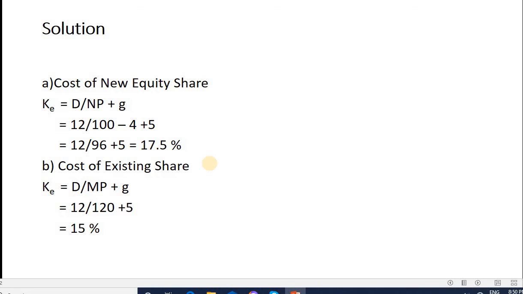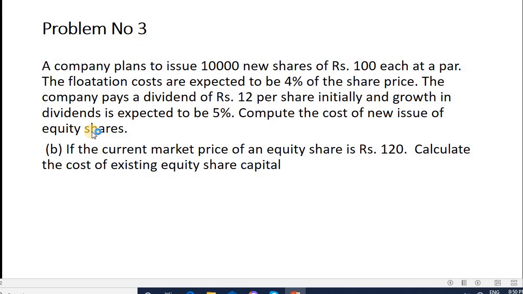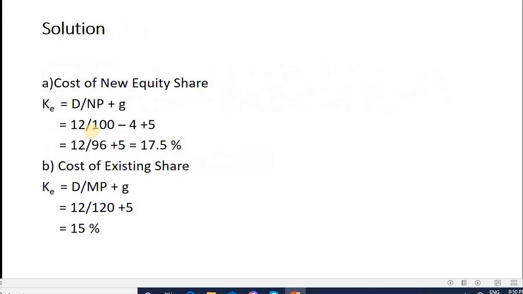So cost of new equity share is based on the dividend plus growth approach. K is equal to D by NP plus G. D is 12 per share, that is 12 divided by NP, which is 100 minus flotation cost, 4% of the share price. One share is 100 rupees, so 100 minus 4, 96, plus 5. Growth in dividend expected is 5%, so plus 5. 12 divided by 96 plus 5 is 17.5%.